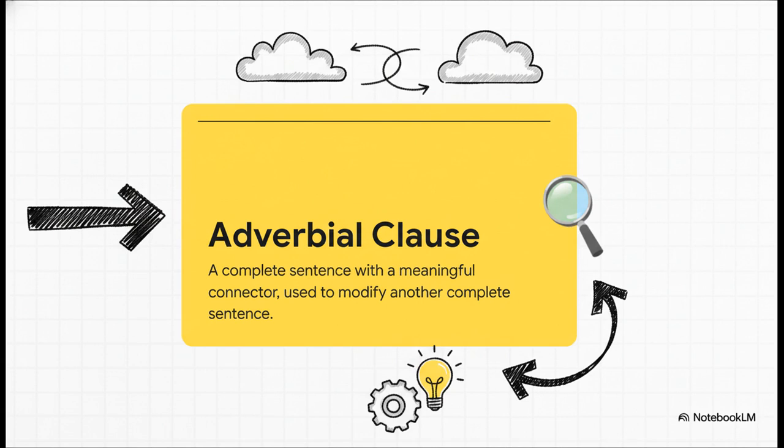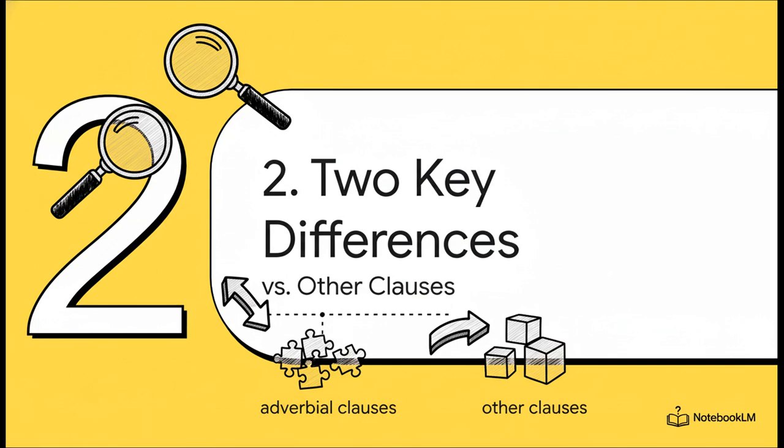That's pretty much it. Now, to really become a pro at this, you've got to know how to tell an adverbial clause apart from the other types. There are two key differences that, once you see them, will make you an expert at spotting these things in the wild. Let's dig into the first one.